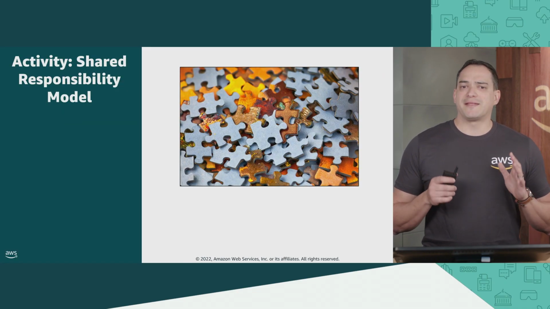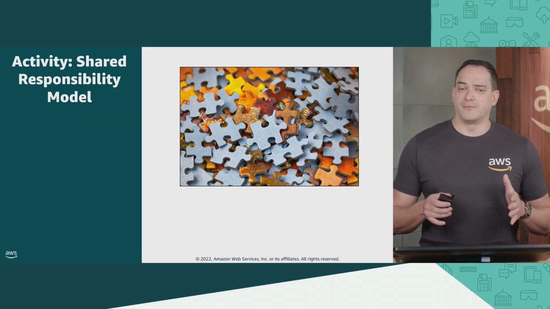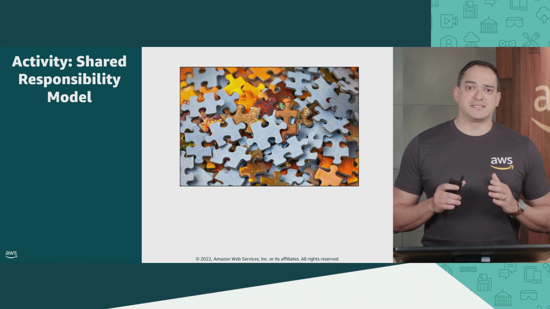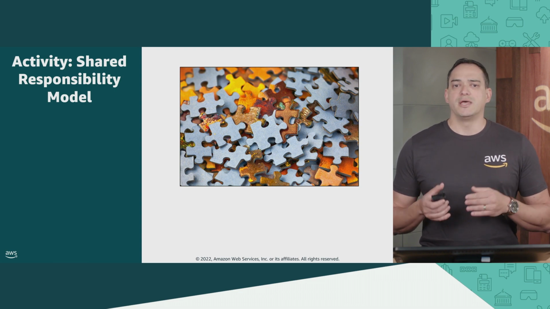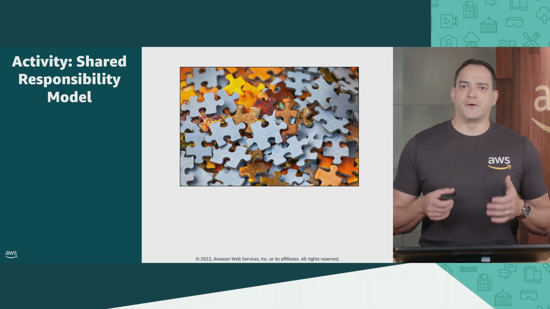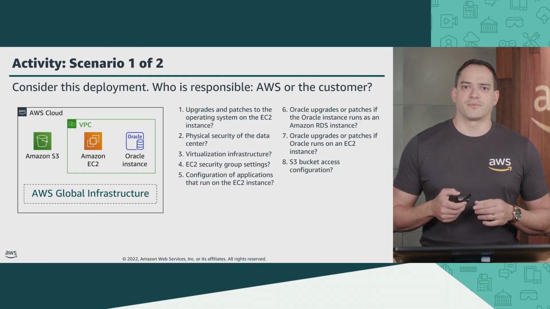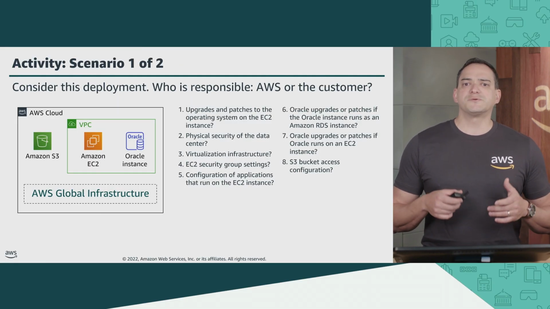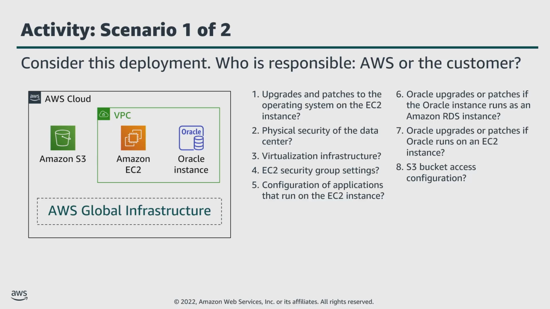Now let's complete an activity about the shared responsibility model. The purpose of this activity is to examine whether AWS or the customer is responsible for the security of various components in an architecture. Consider this scenario. A customer uses Amazon S3 to store data. The customer manages a VPC that contains an EC2 instance and an Oracle database instance. Pause the video for a few minutes and think about who's responsible for each item on the slide, AWS or the customer. When you're ready, continue the video and we'll review the answers.